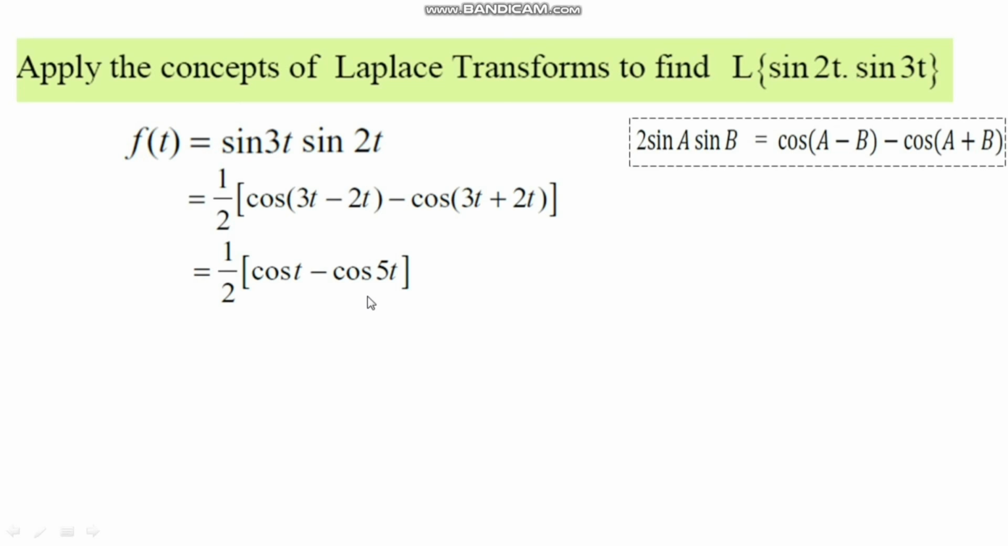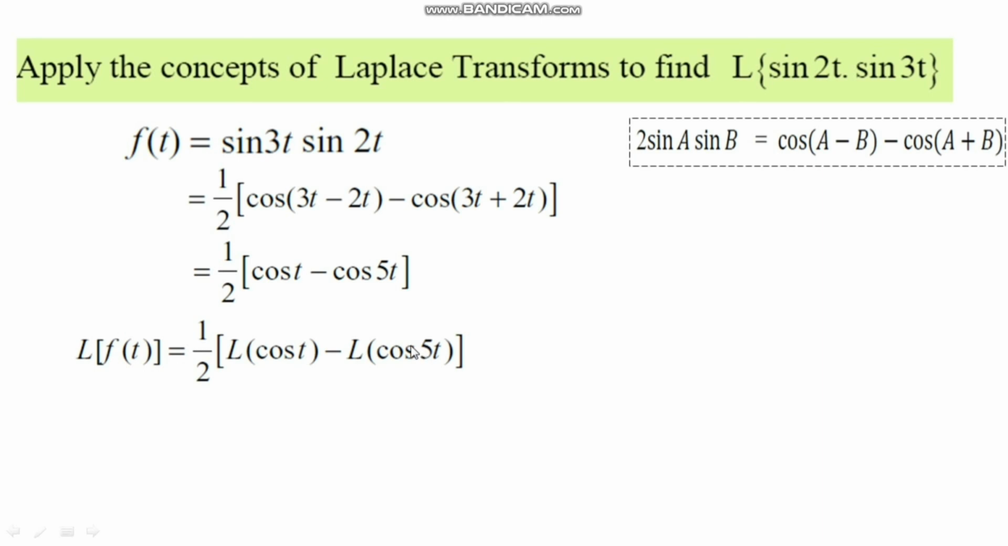So it is a function in terms of t. It is valid for the existence of the Laplace transform. Apply the Laplace transform to this function. The Laplace transform of f of t is, according to the linearity property, 1 by 2 constant times the Laplace transform of cosine t minus the Laplace transform of cosine 5t.